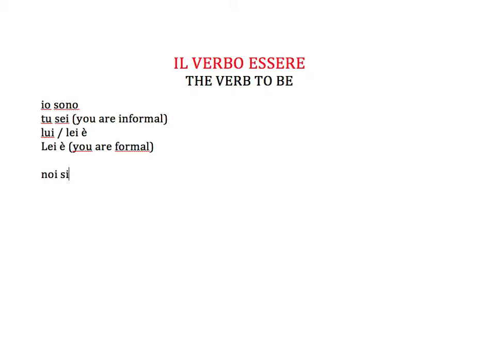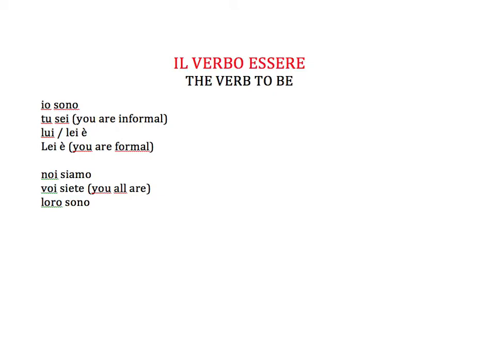Noi siamo for we are. Voi siete for you all are. So you use voi siete when you talk directly to more than one person. It's the equivalent of the English you all are. And the last one, loro sono, equivalent of the English they are.